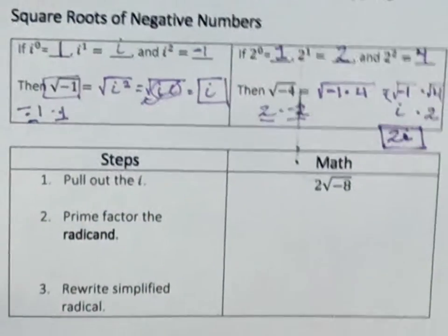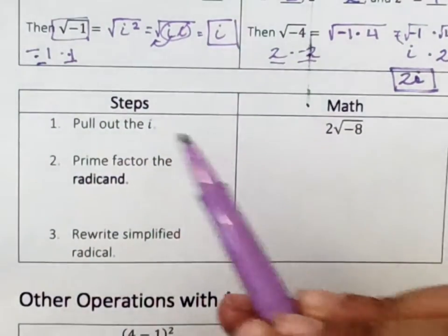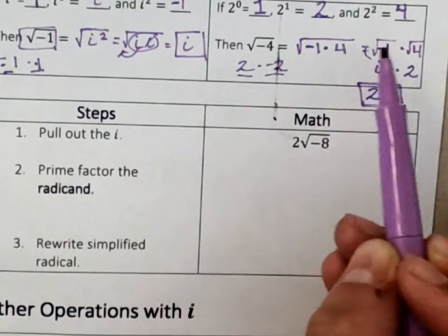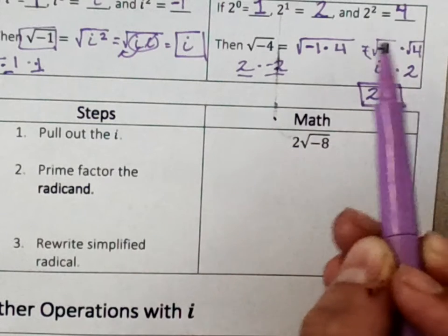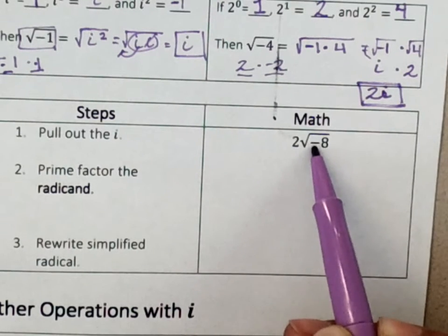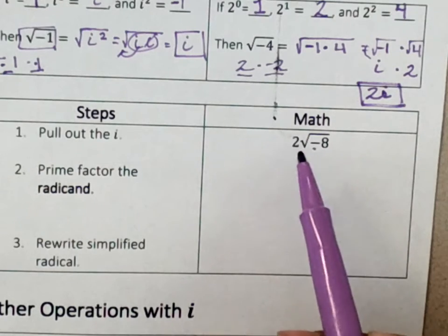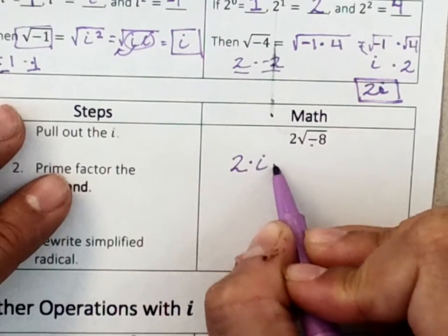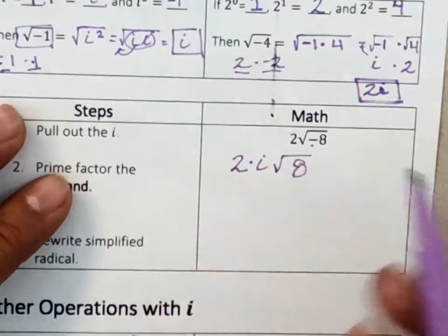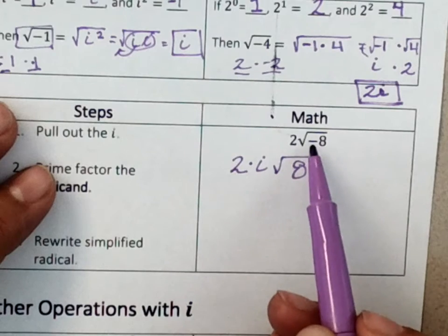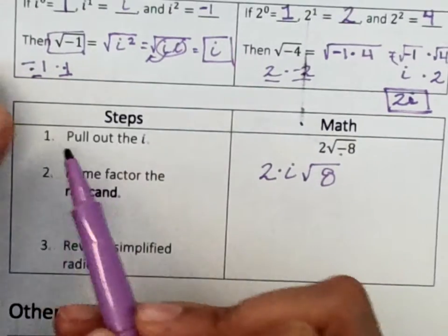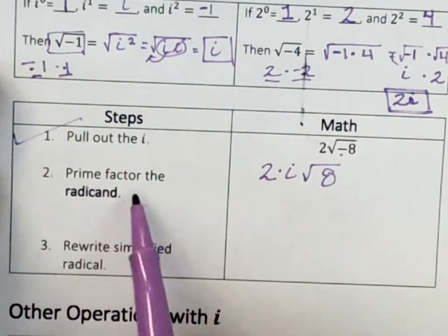Let's try this with another problem. First thing we're going to do is pull out the i. I see that there's a negative. You can rewrite these steps, but you don't have to. As long as you see a negative in the radical, know that you can pull the i out immediately. So this can become 2 times i times the square root of 8. Now we've gotten rid of the negative inside by pulling out the i, and we can go to step 2, which is prime factor the radicand.